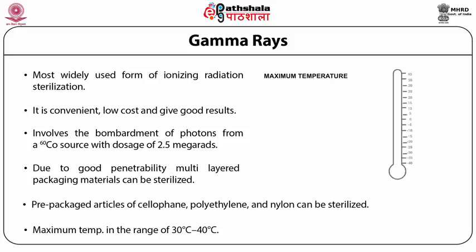Pre-packaged articles may also be gamma sterilized since many materials such as cellophane, polyethylene, and nylon can be penetrated by gamma rays. Gamma rays have 5 times the penetration capability of electron beam radiation. Gamma radiation sterilization usually employs Co-60 as the radioisotope source, with a dosage of generally 2.5 Mrad, although higher levels are sometimes used, and maximum temperatures usually are in the range of 30 degrees Celsius to 40 degrees Celsius.